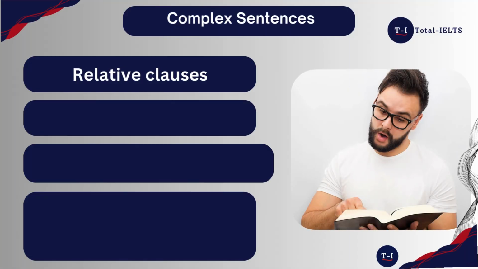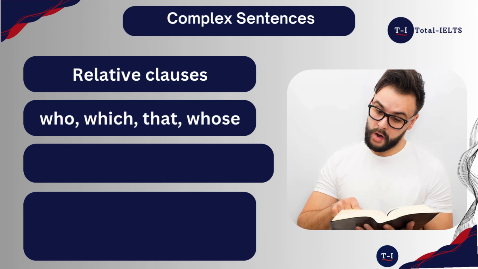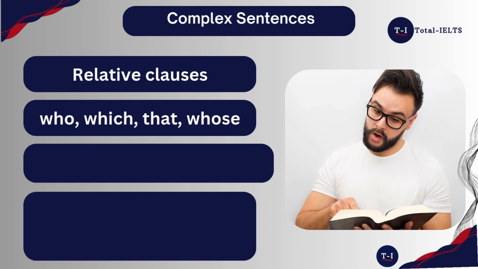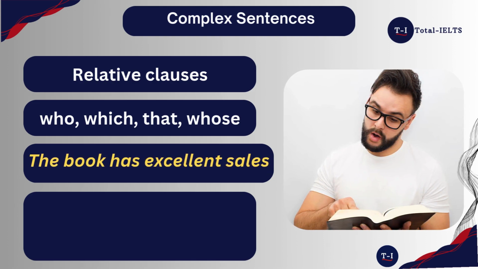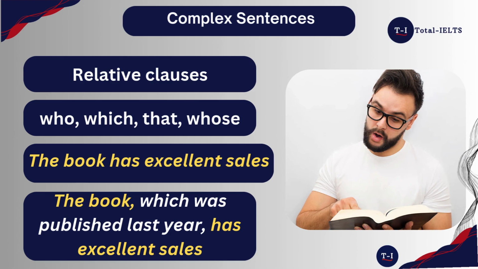Relative clauses provide additional information about the noun in your sentence. They often begin with a relative pronoun, such as who, which, that, or whose. For example, the book has excellent sales. The book, which was published last year, has excellent sales. The clause, which was published last year, gives extra information about the book, making the sentence more informative and, of course, complex.